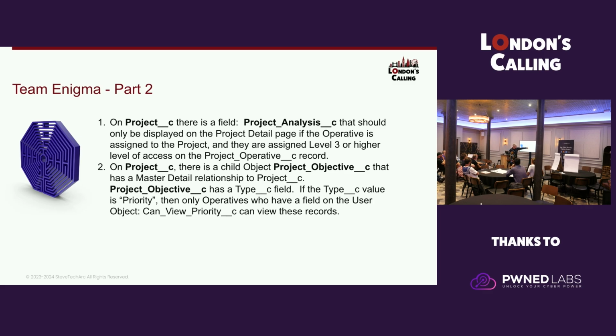On project, there's a child object that has a master detail. I have a type field. If it's priority, then only operatives can view it. How do I take children of a master detail and filter them? Restriction rules are the only mechanism. Normally you couldn't filter children, but you can now with what's called restriction rules. If you had line items that were hardware and line items that were software and you wanted to hide hardware or hide software, you couldn't do that with master detail, it's all or nothing. Now you get restriction rules, which will do that.